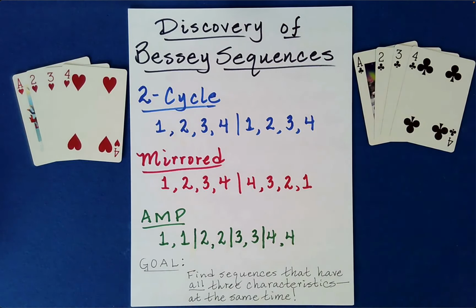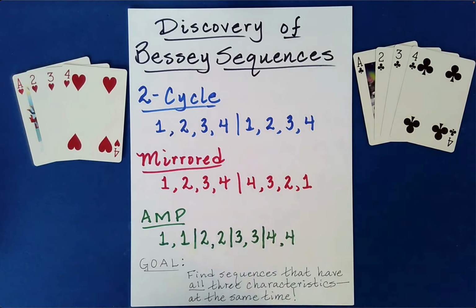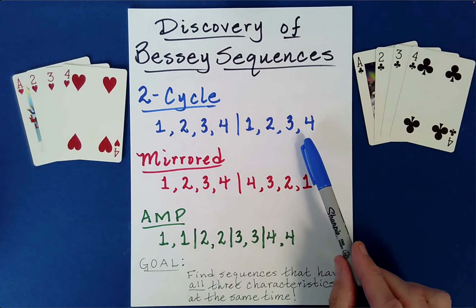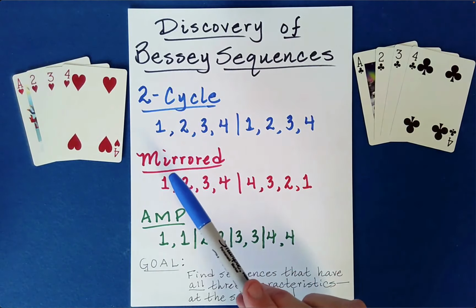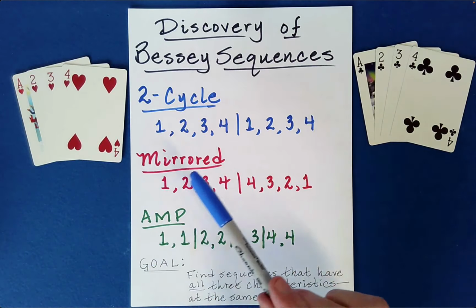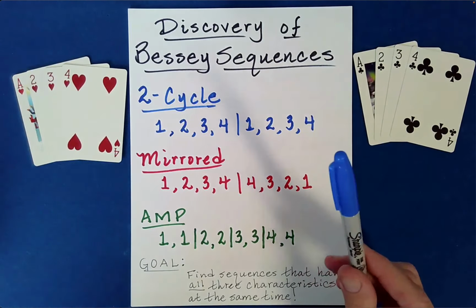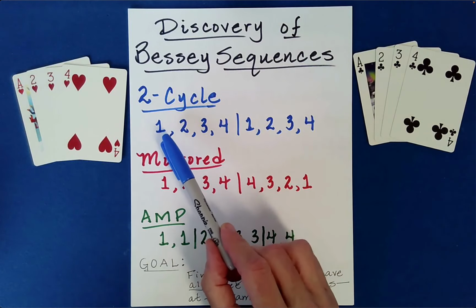Okay, so first off, we have something called a two-cycle. Now, two cycles can come in with different cycle lengths, of course. So here I'm going to stick with just a total of 8 cards, since that is what we're focused on right now, Bessey's sequences of length 8, or of order 8. Okay, so the quintessential example of a two-cycle would be something like this.